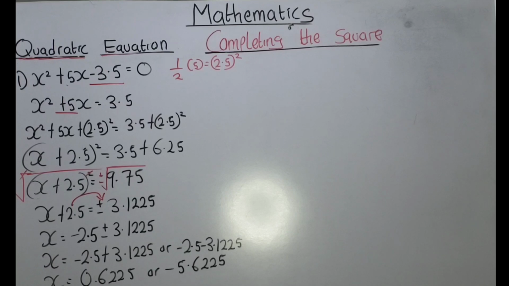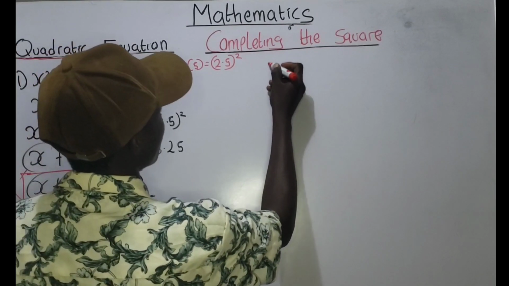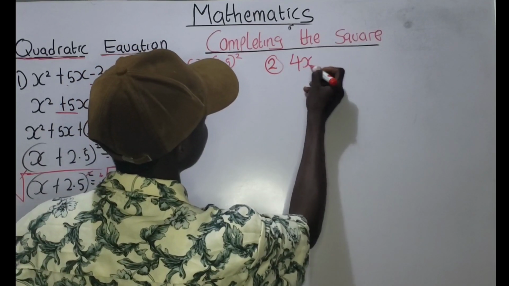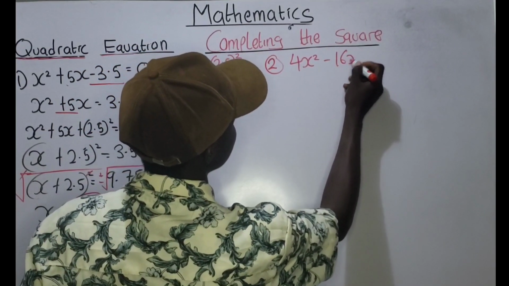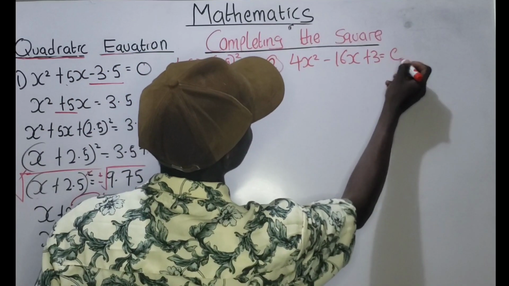If you try substituting those values into the quadratic equation, we are going to have 0. Okay, so let's have the second question. We are asked to find the value of x in the quadratic equation 4x squared minus 16x plus 3 equals 0.